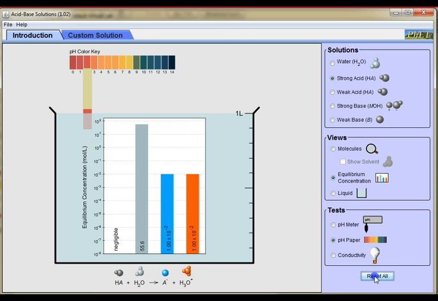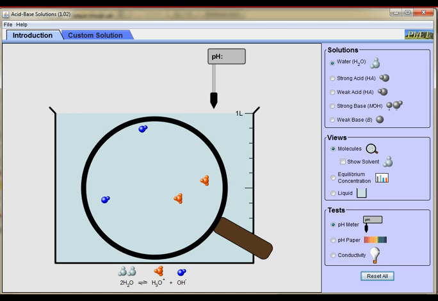Okay, so let's do the reset. Wow, that's a big yep, Asmita.